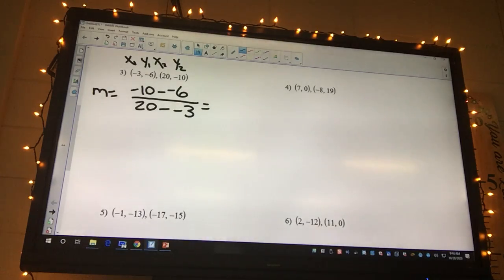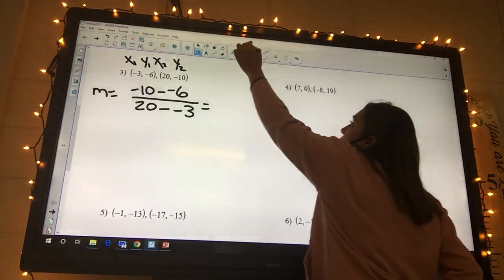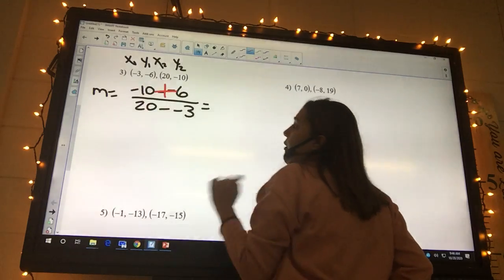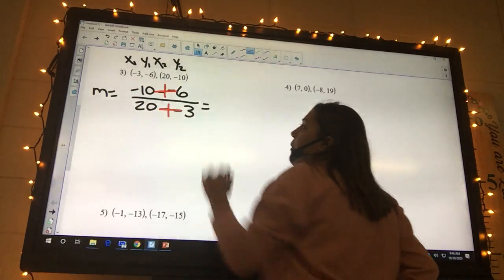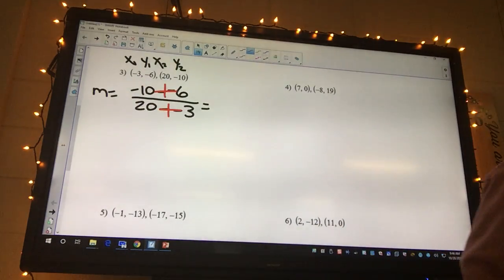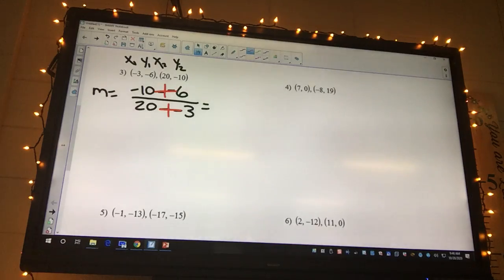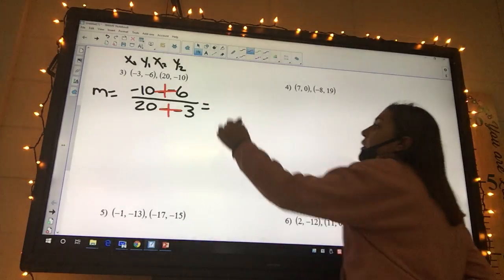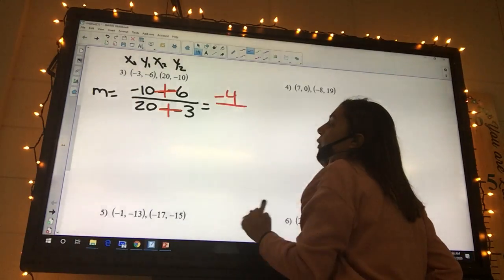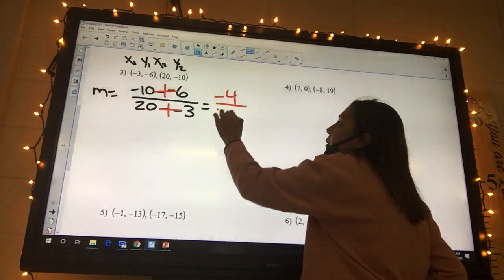Now we can go through and change all of our minuses to a plus. So this one I could change to a plus. Minus minus is going to be a plus. So negative 10 plus 6 is going to be negative 4, over 20 plus 3 is going to be 23.